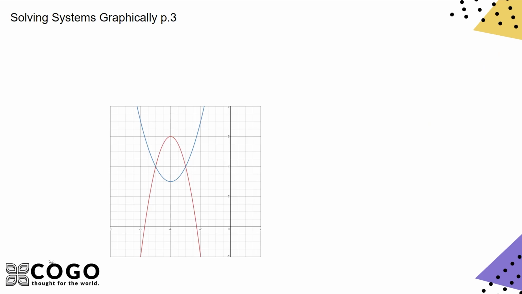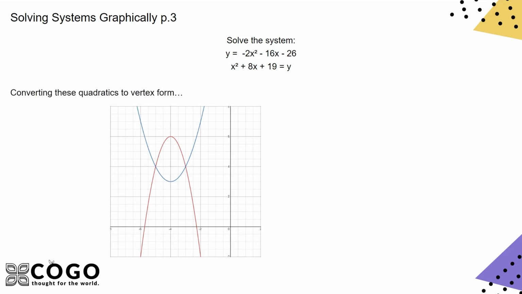Now that we've covered the basics, we can try our hand at a sample problem. Solve the system with y equals negative 2x squared minus 16x minus 26 and x squared plus 8x plus 19 equals y. To keep it simple, we'll name the first equation equation 1 and the second equation equation 2. Firstly, we have to convert these quadratics to vertex form so we can graph it more easily. Watch our video on quadratics if you haven't already to learn how to make this conversion. Thus, after the conversion, we obtain the following equations, with the first equation being a red line and the second equation being a blue line.